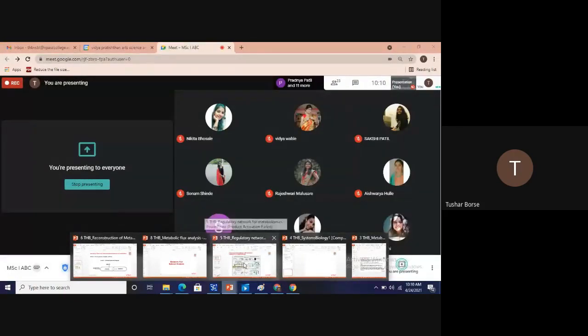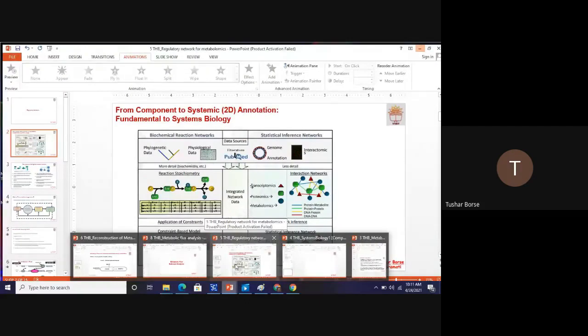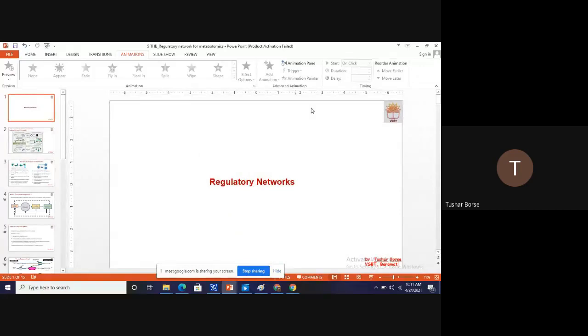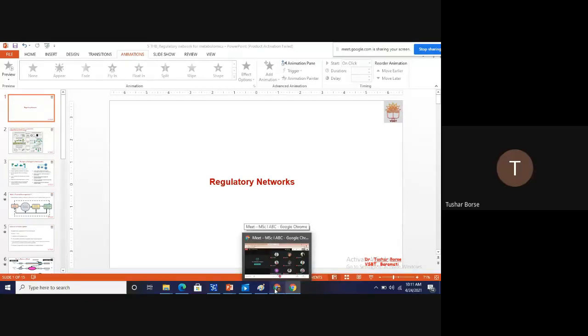After understanding this regulatory network, we will go for the construction of the metabolic network. Okay, is the screen visible? Yes, sir. Okay.